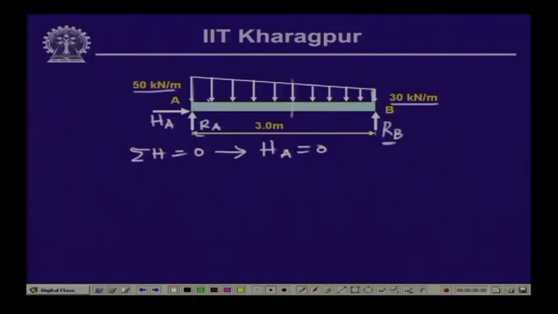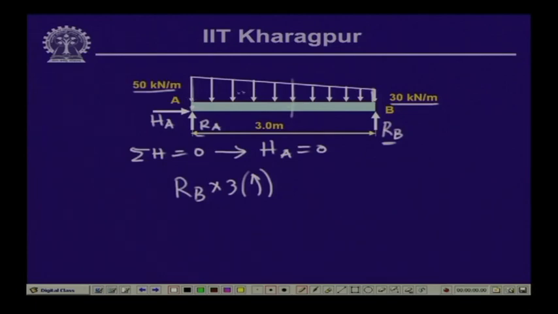Now, if we take the moment of all the forces with respect to say point A, then we can compute the reactive force R B. So, R B times 3 is the moment with respect to A, which is in an anti-clockwise direction. So, let us give the notation that it is in the anti-clockwise direction. Then H A and R A obviously will not have any contribution, since we are taking moment at this particular point.